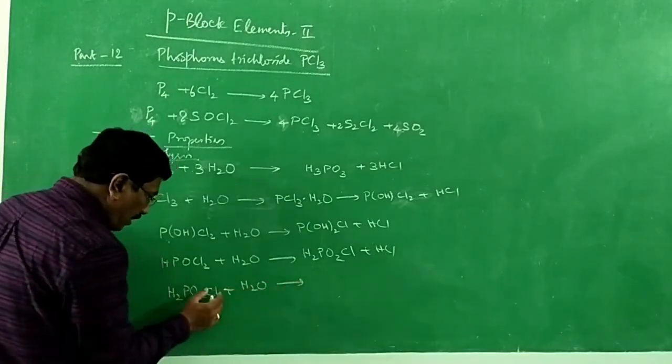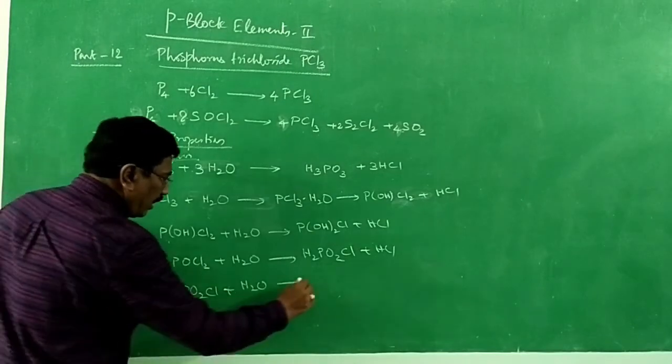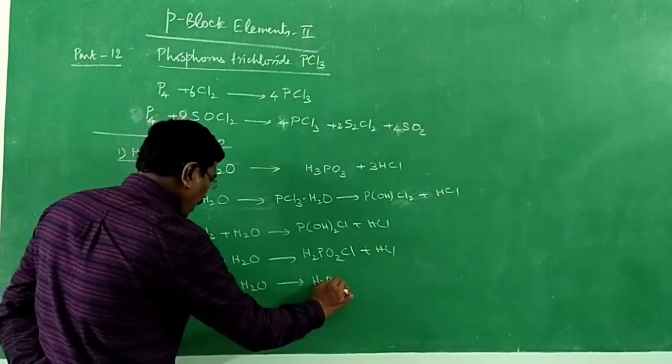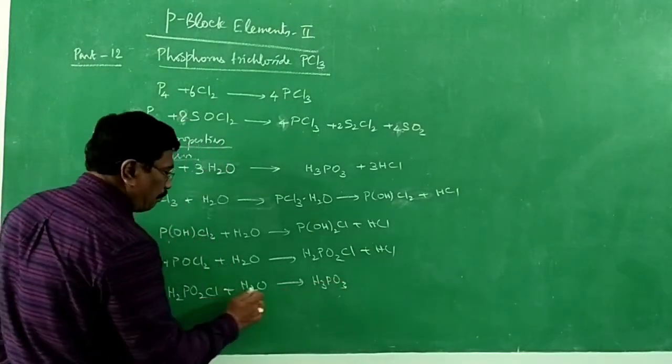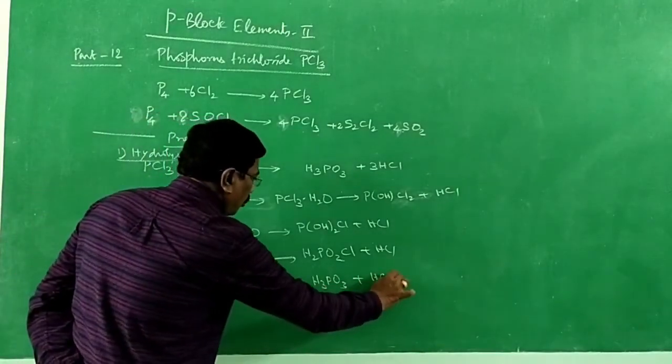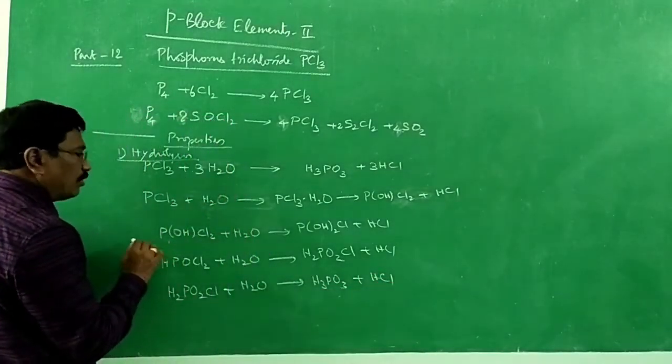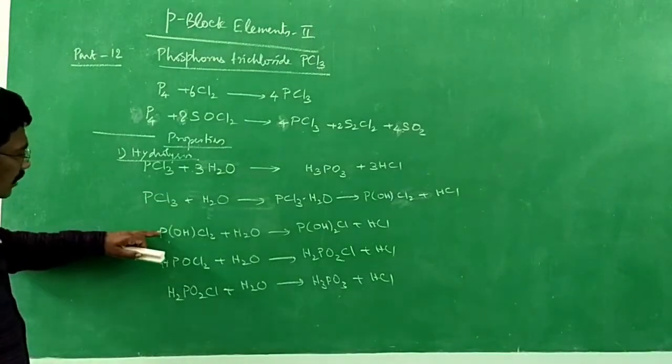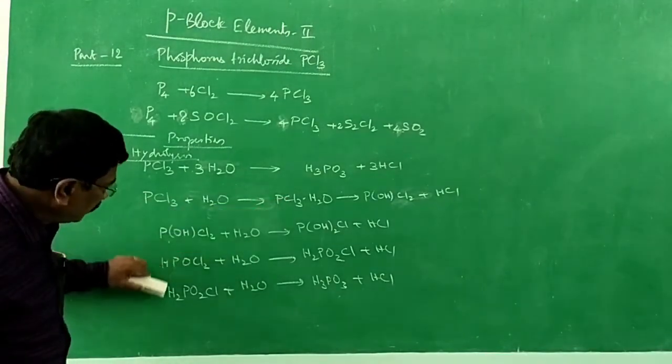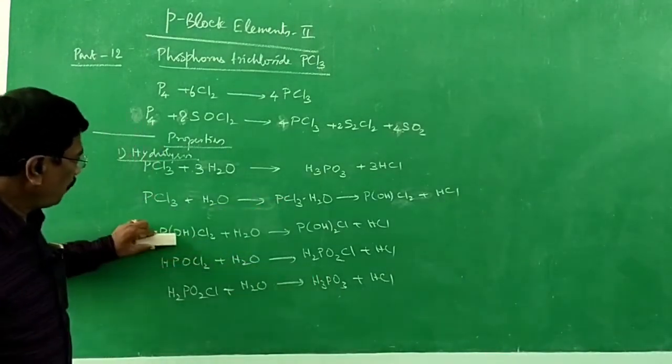Again, what will happen? The Cl will be replaced by OH. So I can write H3PO3. That chlorine is taken up by hydrogen to become HCl. So this is how the reaction goes. Instead of writing POH, I have written it this way so that I will be getting H3PO3.